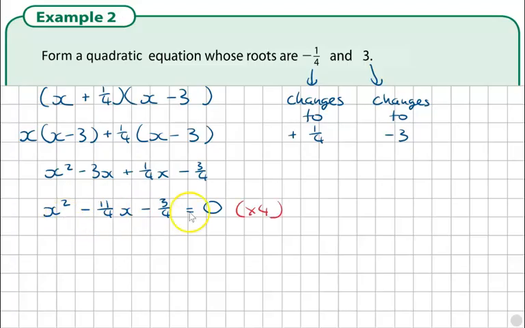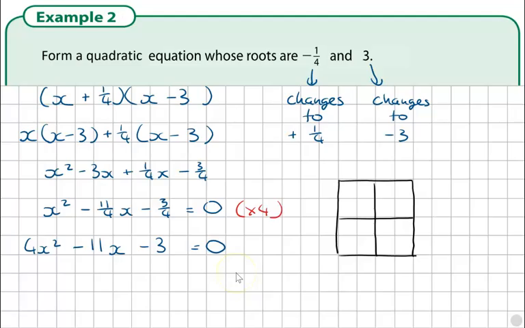We're going to multiply by 4 just to get rid of the quarters. So we have 4x squared minus 11x minus 3 is equal to 0. So here we have our quadratic equation that has roots minus a quarter and 3.